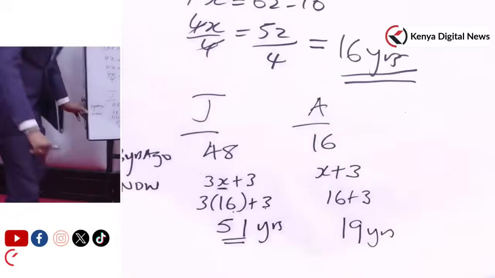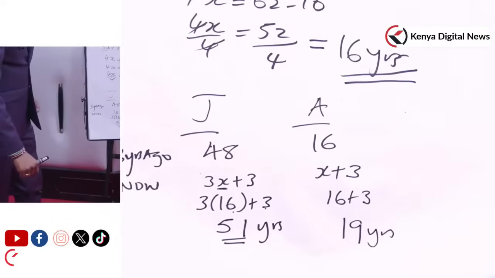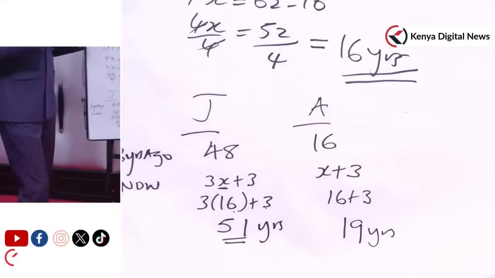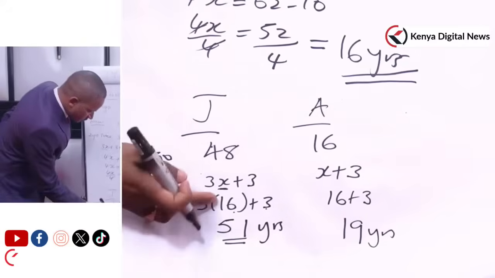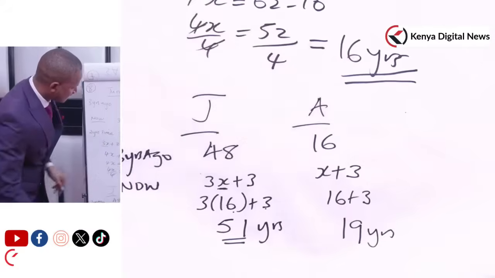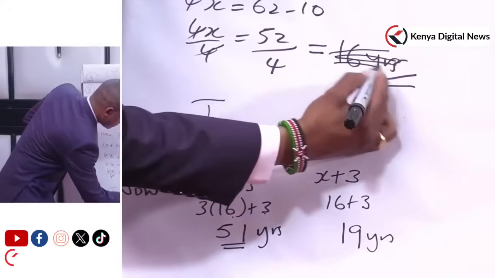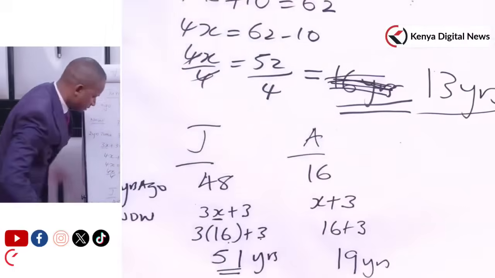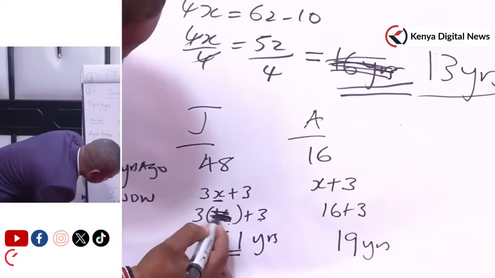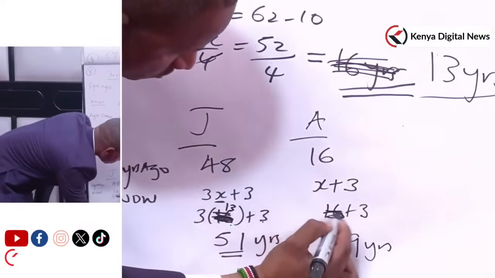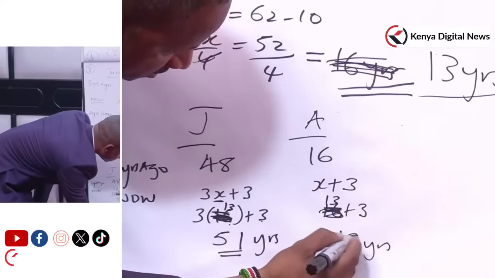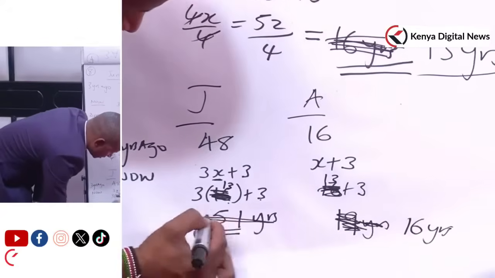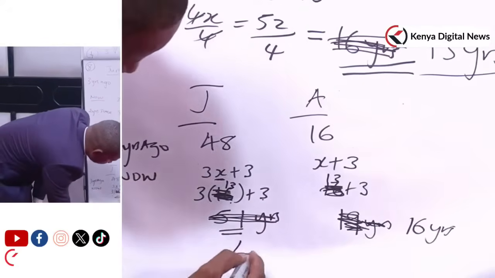So this is 13. X is 13, not 16. Class, be attentive and be very careful when you are solving this, because we have already gotten a very good answer here. It is 13, not 16. 13 years. So you replace here with 13, not 16. Here also 13. So this changes, becomes 16 years. So this changes, becomes 39 plus 3, this is 42 years.